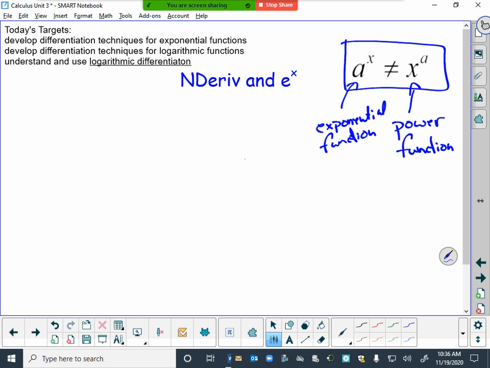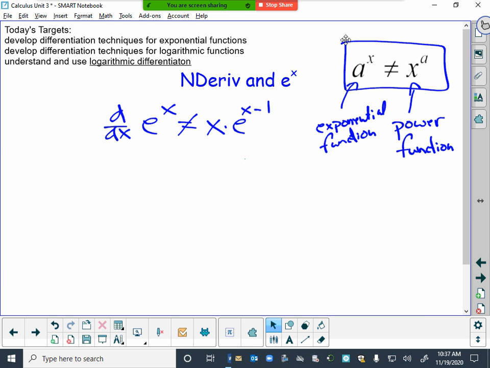And the first thing that we're going to learn here is we know what our power functions look like, and exponential functions don't really look like the power functions. Okay, they don't behave the same way. And so what we can't do, if we're trying to do the derivative of e to the x, is say this is equal to x times e to the x minus 1. Okay? That just does not work.